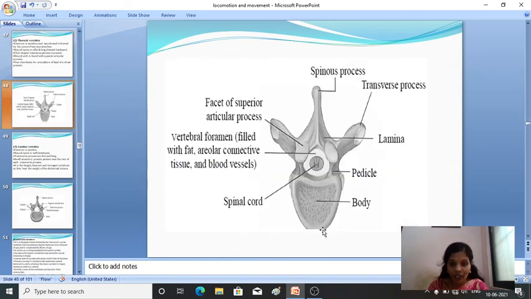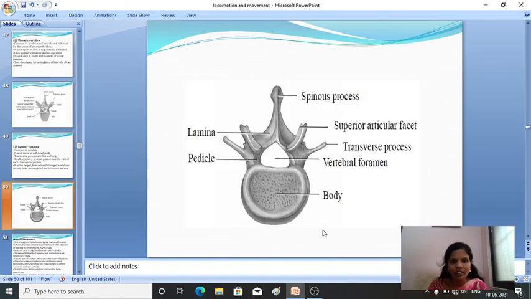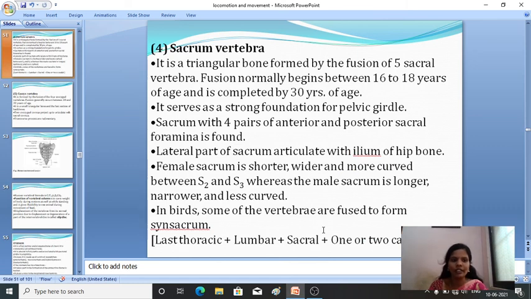This is the thoracic vertebrae. This is the lumbar vertebrae. Next I'll deal with the sacrum vertebrae. The sacrum vertebrae is a triangular bone which is formed by the fusion of 5 sacral vertebrae.